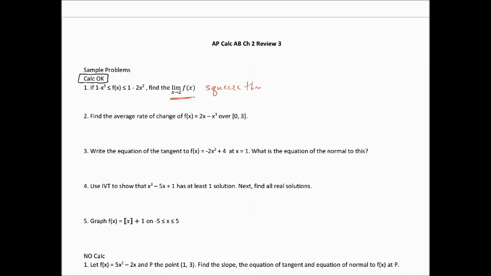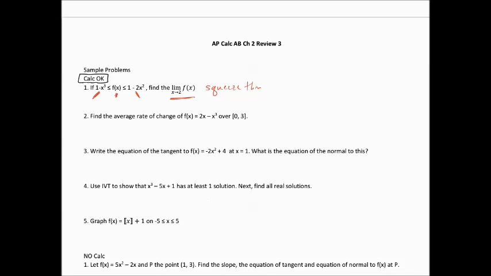The squeeze theorem says if the limit on this side and the limit on this side converge, or are the same, then f of x has to have that same limit. Or more importantly as well, if this limit has a value and that limit has a value, then we know the limit of f of x at that value will be in between them. So let's take a look.